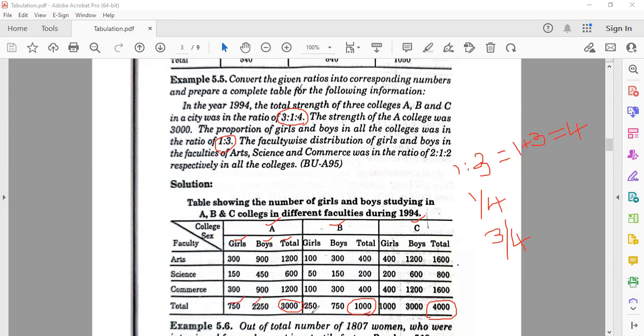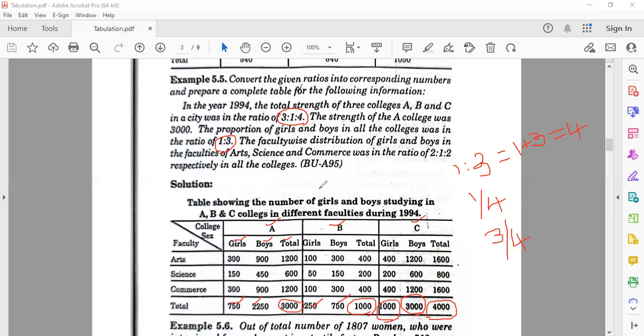Similarly, out of 1,000, 1/4 is 250, that is girls, and for boys you have to take 3/4 of 1,000, which is 750. Similarly, 1/4 of 4,000 is 1,000, which comes to the girls population. Similarly, 3/4 of 4,000 comes to 3,000. That is the boys population. So this is how you fill the total row here. That is how you get 3,000, 1,000, 4,000 totals. So that ratio is given here.